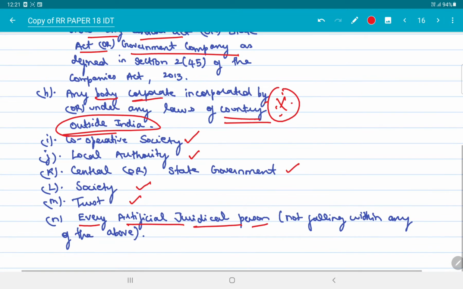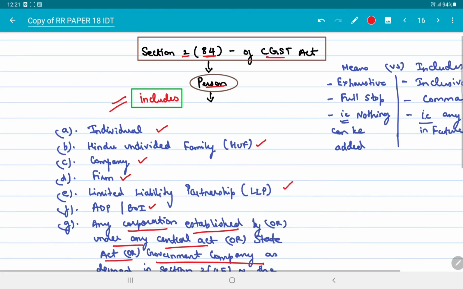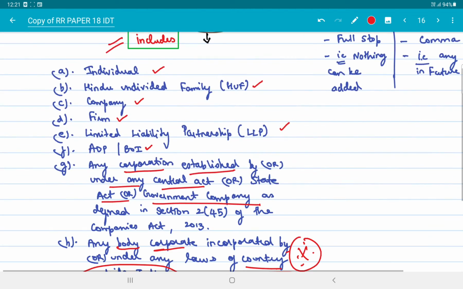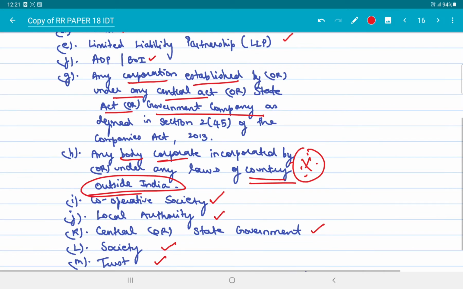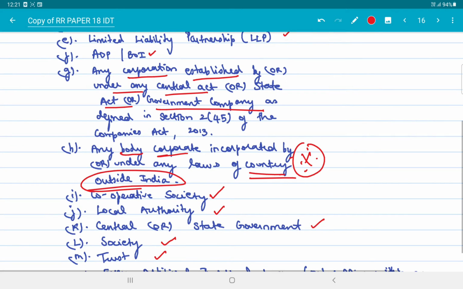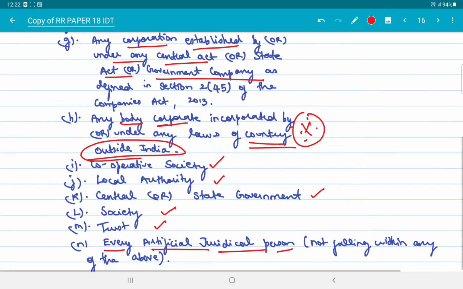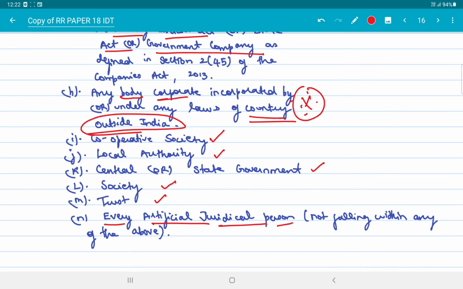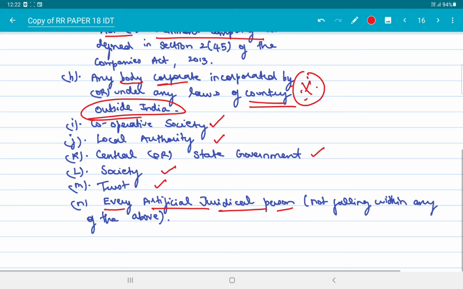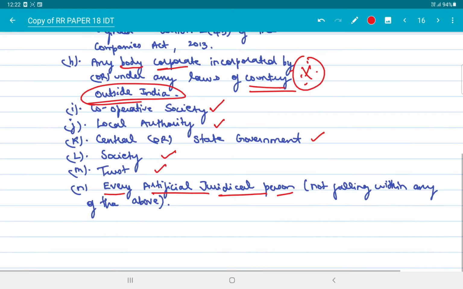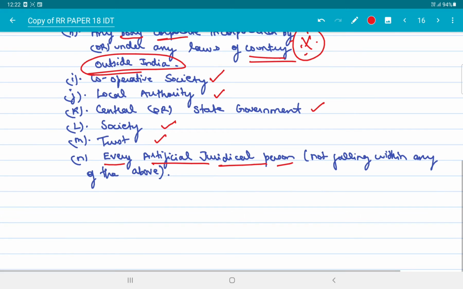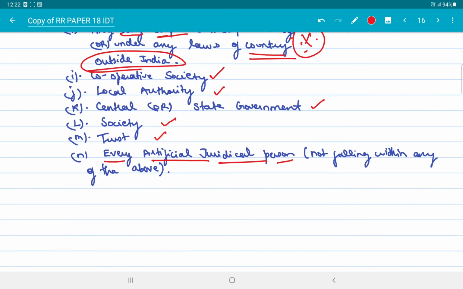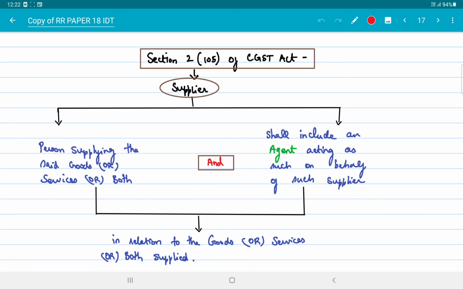So all are covered under the definition of person: individual, HUF, company, firm, LLP, AOP, BOI, any corporation established under a central or state government Act or a government company, any body corporate incorporated under any law of a country outside India, cooperative society, local authority, central government or state government, society, trust, and every artificial juridical person.